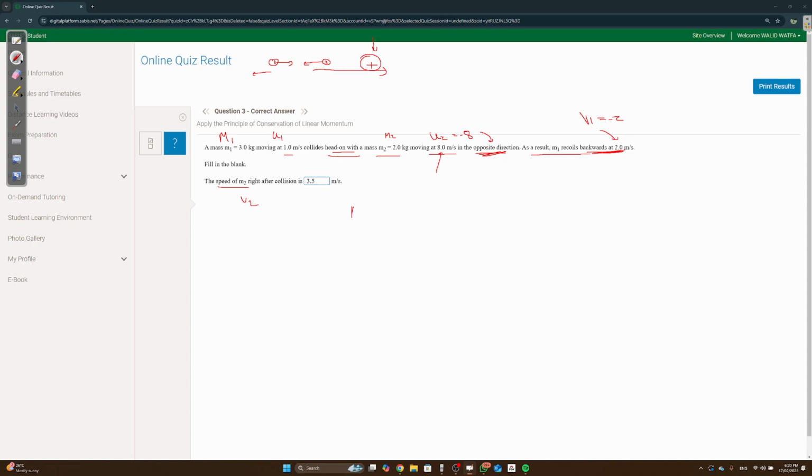Yalla, formula. M1 U1 plus M2 U2 is equal to M1 V1 plus M2 V2. M1 is 3, U1 is 1, plus M2 is 2, U2 is negative 8. Please don't mix it up, okay? Equals M1 V1 again, so 3 times V1, negative 2, plus M2 V2, where M2 is 2, so 2 V2. Yalla, solve. This is basic math.